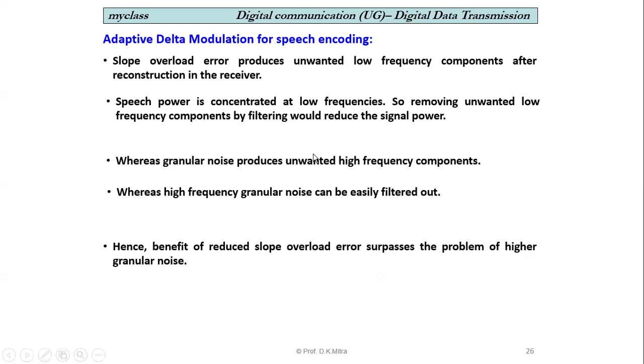Slope overload error increases. Now what we state here, what is the result of an increase in slope overload error? Slope overload error produces unwanted low frequency components after reconstruction in the receiver. It has been found that at the receiver end, if there is a slope overload error, then it produces unwanted low frequency components. And speech power is concentrated at low frequency.